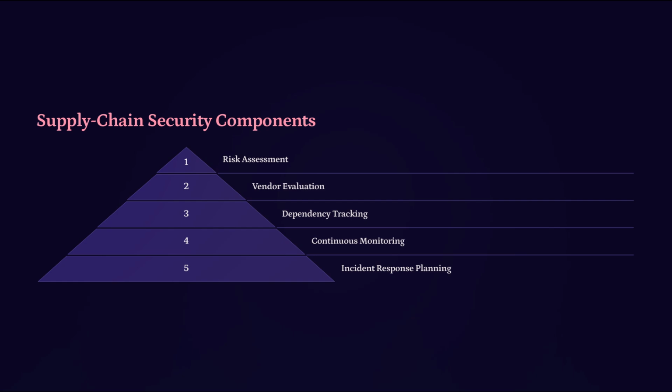We must also be vigilant about dependency tracking. Understanding your reliance on various tools and services can help anticipate potential risks. Continuous monitoring plays a key role in this, allowing you to detect threats in real time and respond promptly. Lastly, having a robust incident response plan ensures you're prepared to act swiftly should a security breach occur. As we move forward, we'll explore best practices for implementing a defense in depth strategy, which layers multiple security controls to safeguard your AI systems effectively.